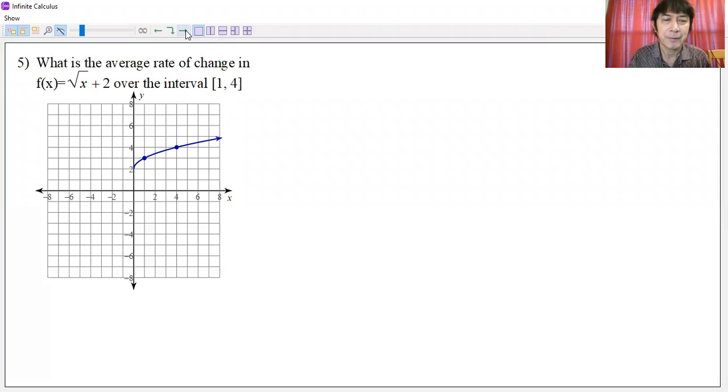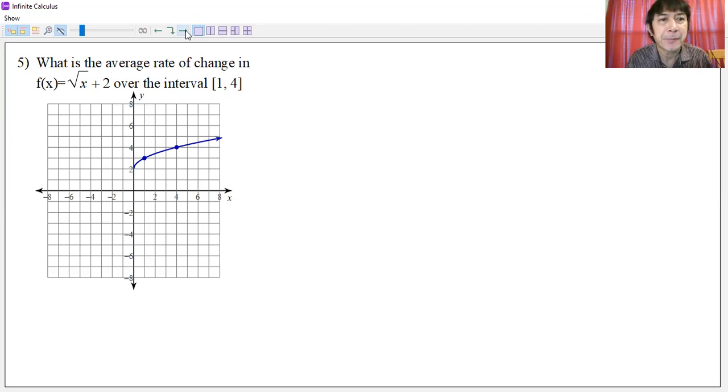All right, and we can very well see our higher point is at 4, 4. Our lower point is at 1, 3. So we can easily solve for the average rate of change. Now we can make use of these points, or we can use the function. So let us use the longer method first.